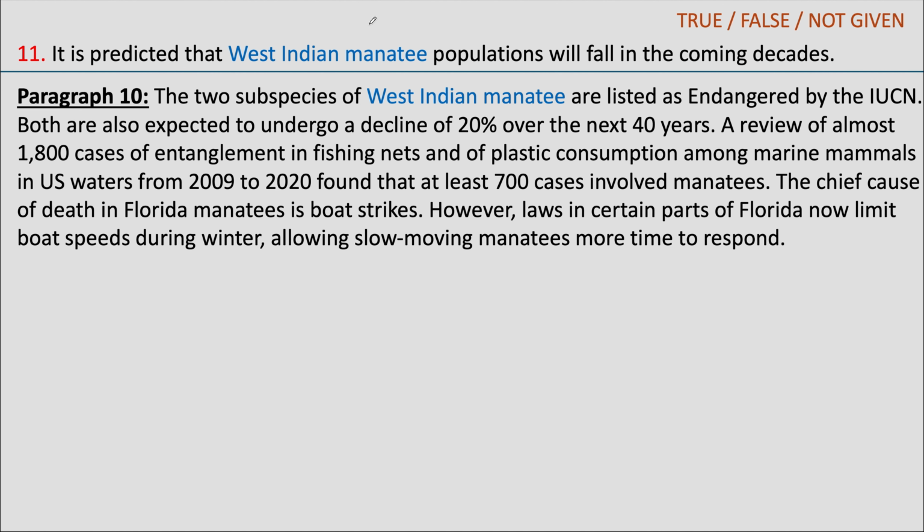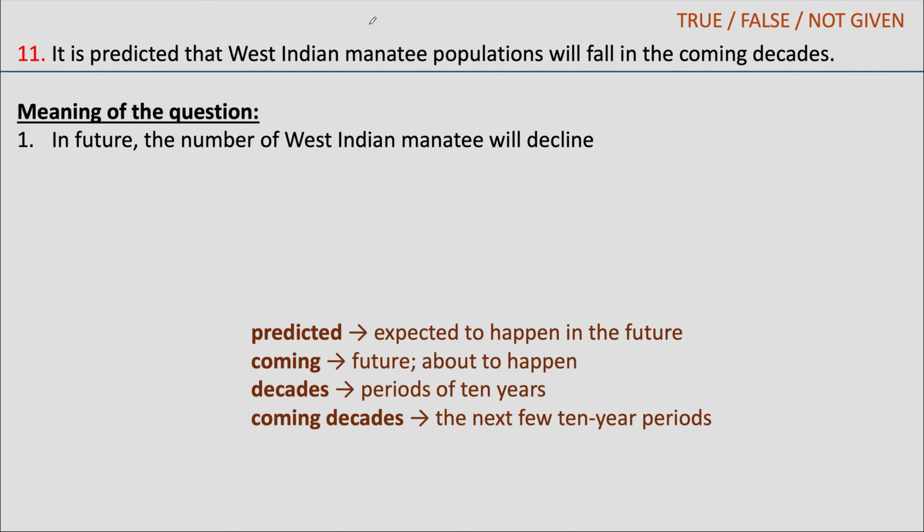Let's check. We are at the last paragraph. West Indian manatees are mentioned before, but for true false not given questions, the answers follow the order of the passage. The answer to the previous question was in paragraph 9. This has to be from paragraph 10. The question talks about a prediction about the future. A decade is 10 years. Coming decades is the decades of the future. So the question means that the number of West Indian manatees will fall in the future.